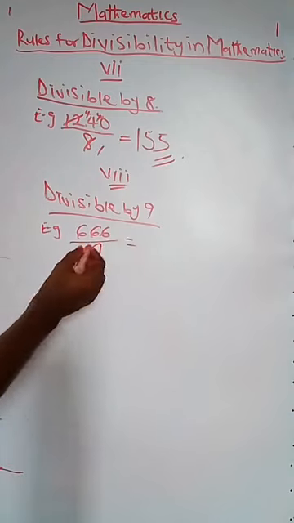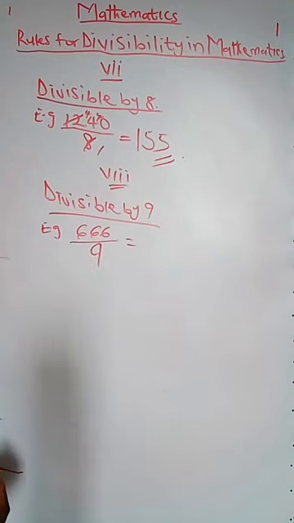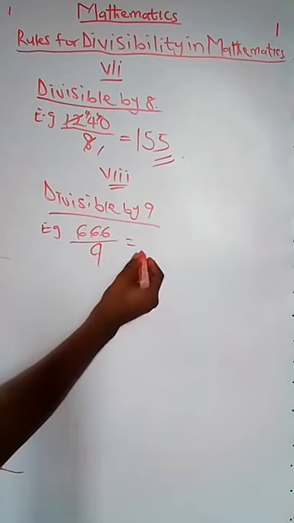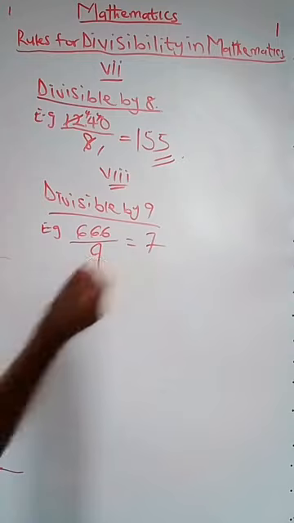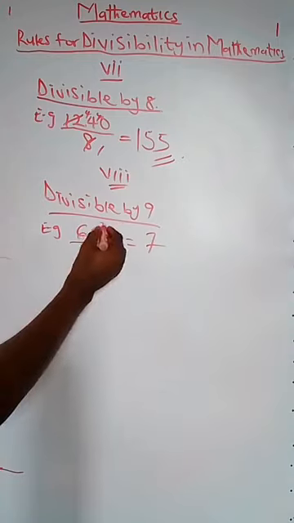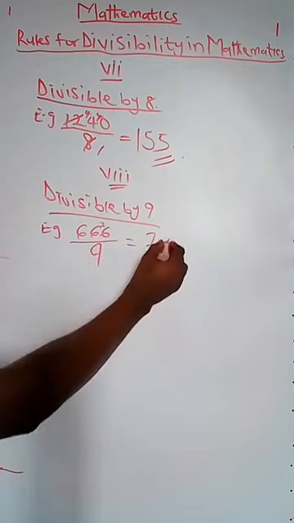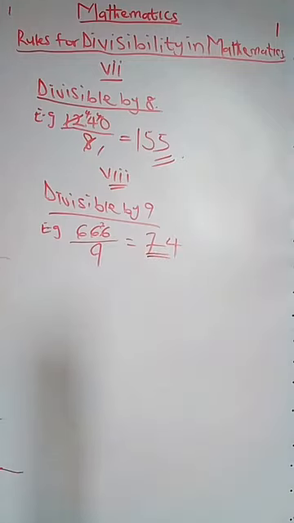So let's check. 9 in 66, that will be 7, right? 9 times 7, 63. We have 3 left here. So 9 in 36, 4. So that is how to determine if a number is divisible by 9. Let's go to the next one.